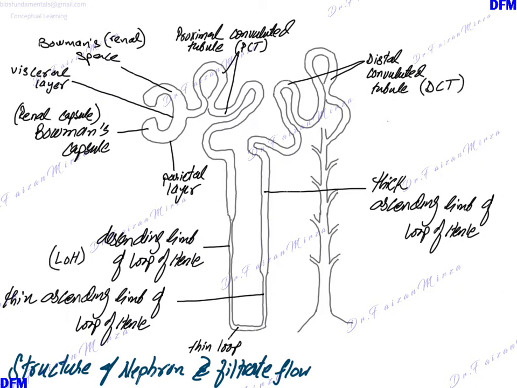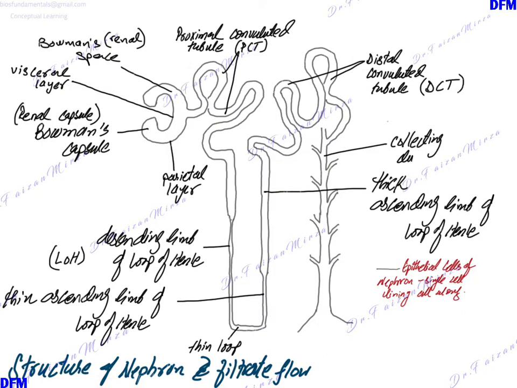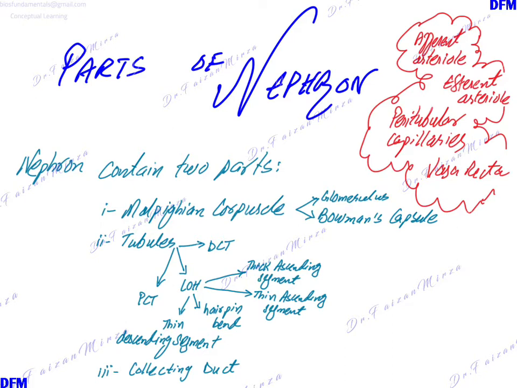The DCT then joins into collecting ducts, and you can see that the lining that I have just drawn in gray here represents the epithelial cells of the nephron, and all the cells are of single cell lining. This is the collecting duct, into which you can see multiple nephrons' distal tubules have been joined. So all these cells which are forming the lining of the nephron are all single cell linings. This is how the filtrate starts to travel inside the nephron.